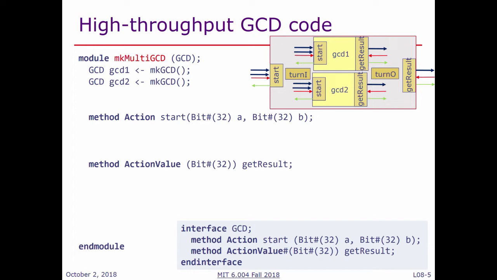Okay, but notice the interface for both of them is the same, GCD, because GCD was the type, the interface definition of this module. Now we also have these registers, turn I and turn O, which are simply one-bit registers, so we can instantiate them and initialize them to false. Everybody is with me in terms of what is the purpose of these registers?